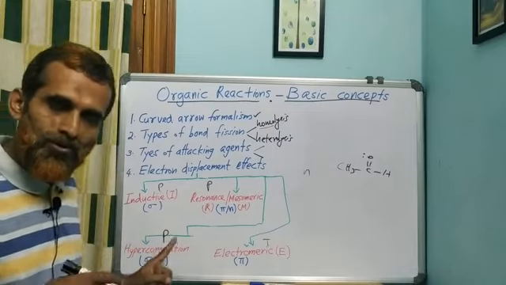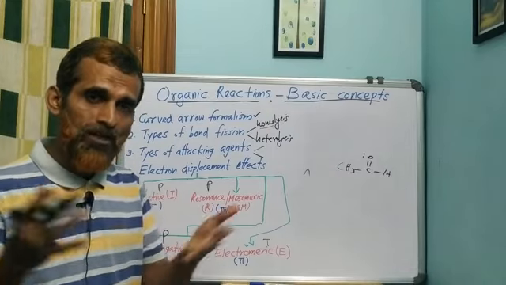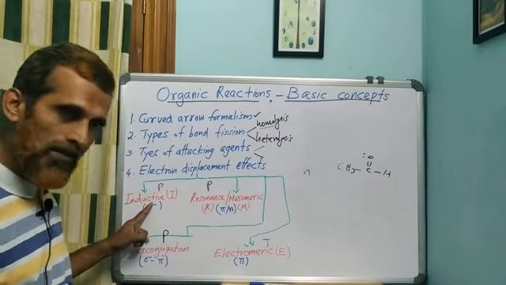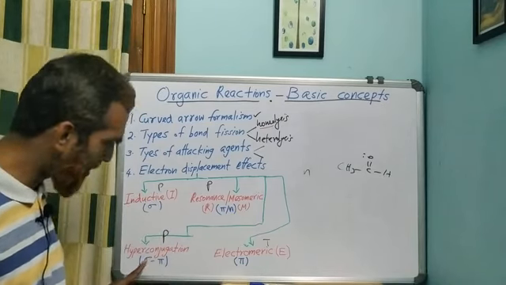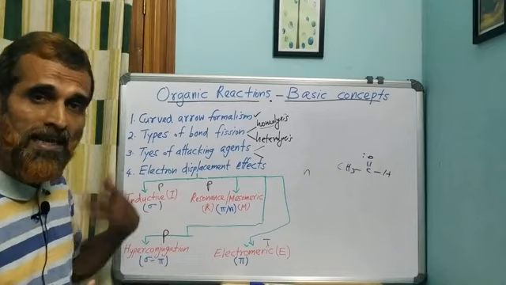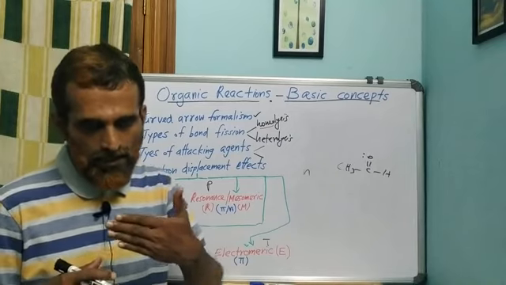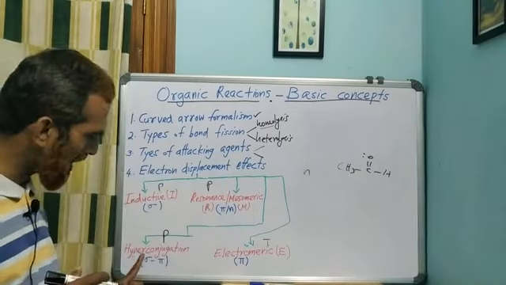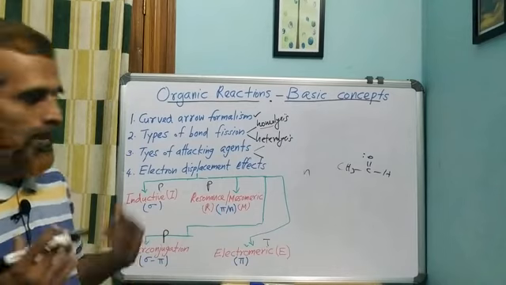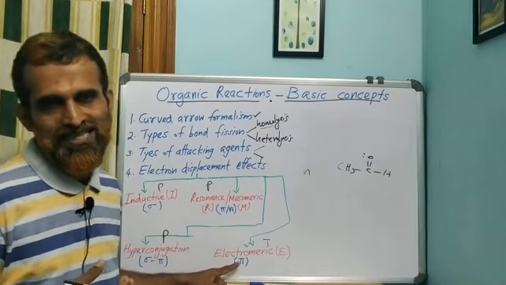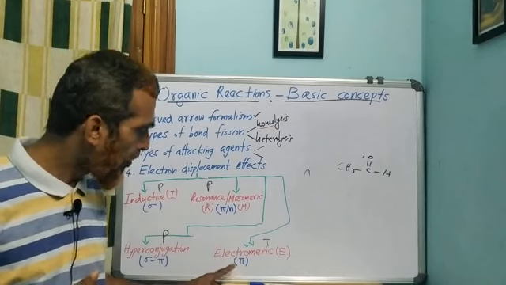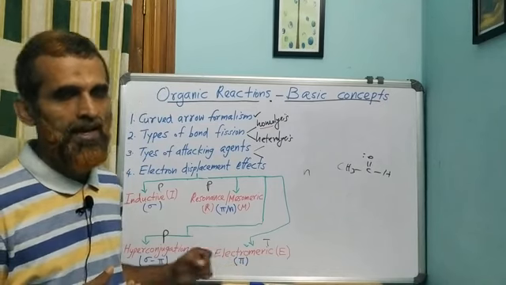And what is hyperconjugation? It is a very special kind of electron displacement effect involving sigma as well as pi. So it is a mixed type sigma-pi interaction, an electron displacement which involves sigma as well as pi orbitals or electrons. And the electromeric effect purely involves movement of pi electrons.